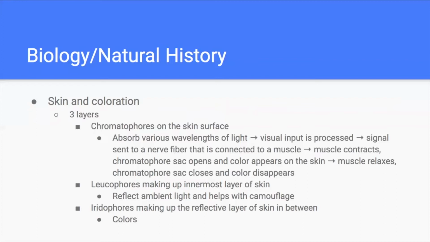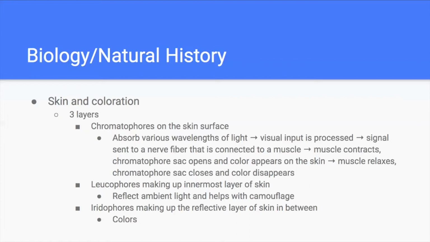are then processed as visual input and sent to a nerve fiber. This nerve fiber is connected to a muscle, and the muscle contracts, which causes the chromatophore sac to open and color to appear on the skin. And when it relaxes, the chromatophore sac closes and color disappears.